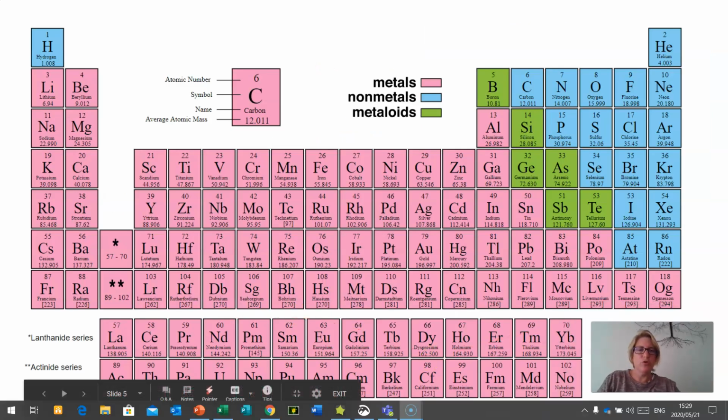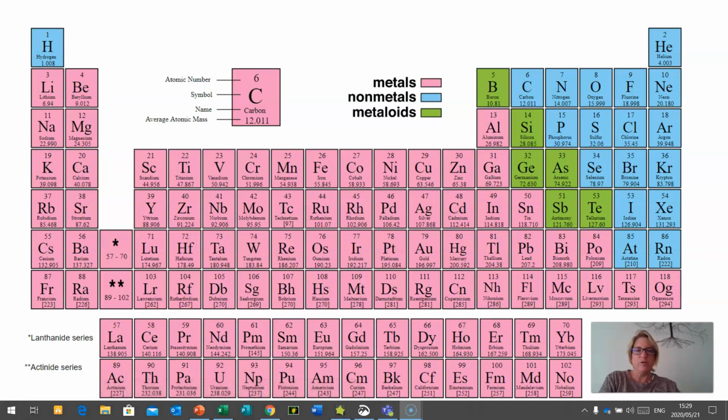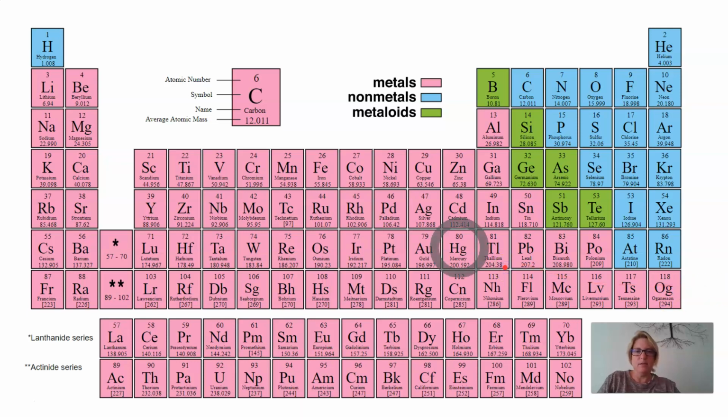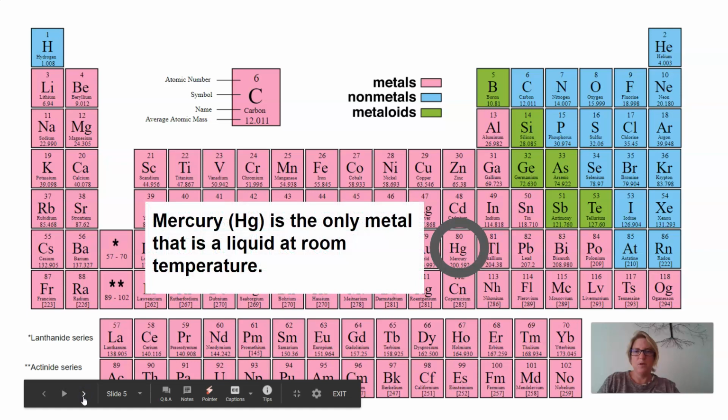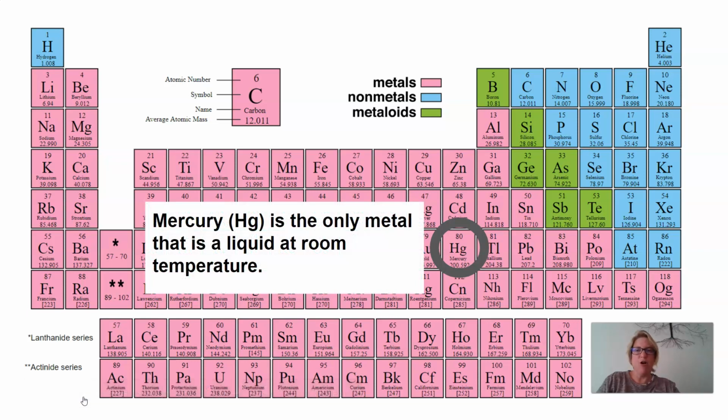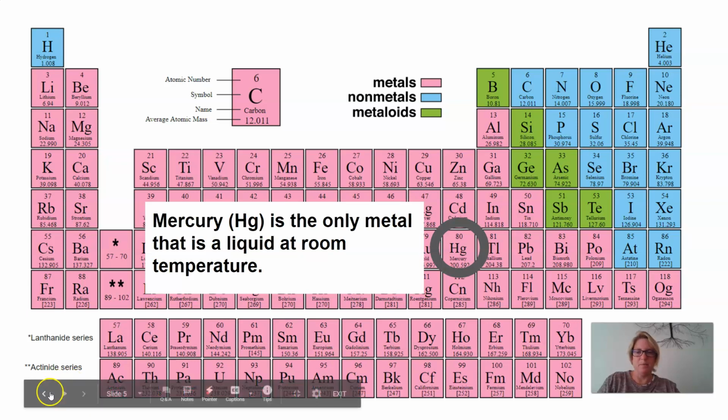Just to draw your attention to the periodic table and our reference to mercury, it is a metal, and the symbol for mercury is capital H lowercase g. Mercury is the only metal on the periodic table that is a liquid at room temperature.